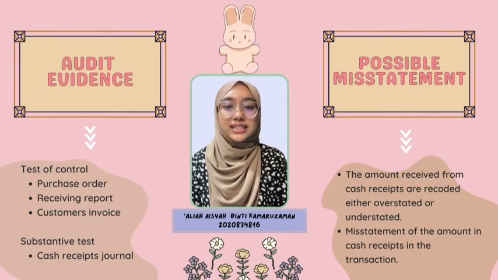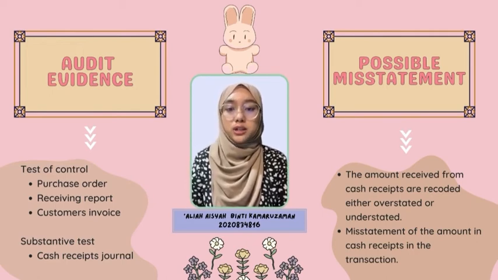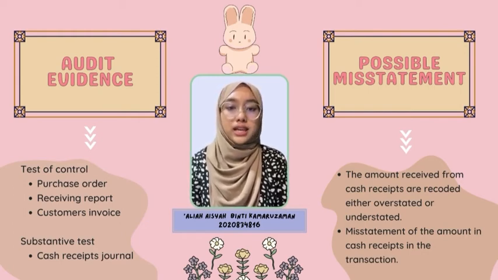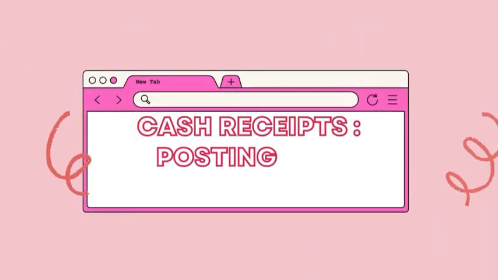The audit evidence for the test of control are the purchase order, receiving report, and customer's invoice, while for the substantive test it is the cash receipts journal. The possible misstatements are that the amount received from cash receipts is recorded either overstated or understated, and misstatement of the amount in cash receipts in the transaction.